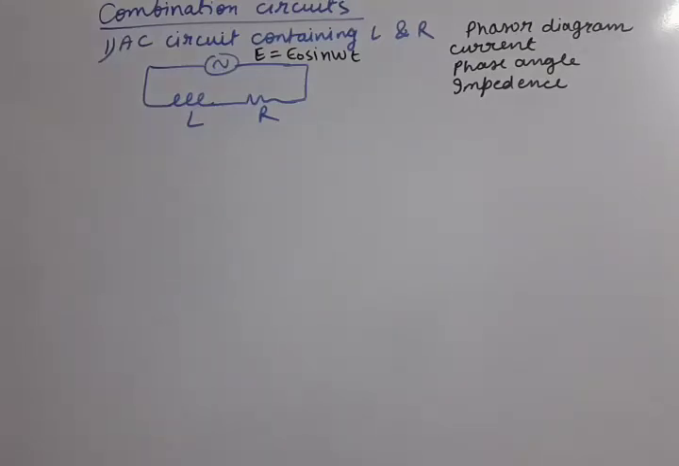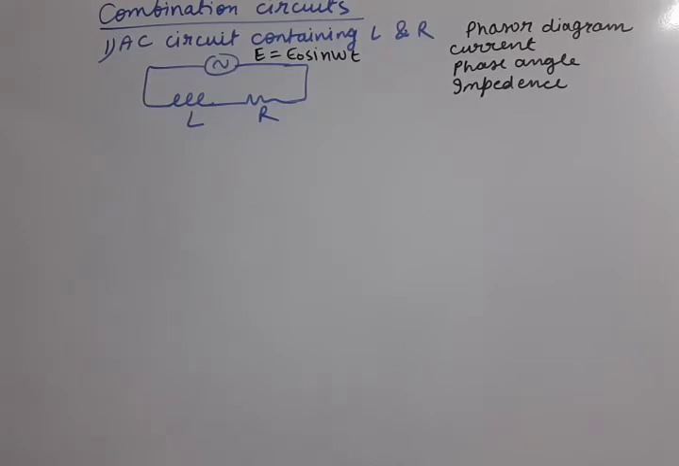Hello students, today we are going to start the combination circuits. We have already completed the three basic AC circuits, that means the AC circuit containing R, the AC circuit containing L and the AC circuit containing C. Now we have to make series combinations of two components. Okay, let us start now.